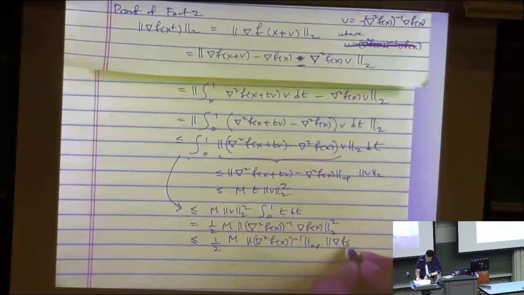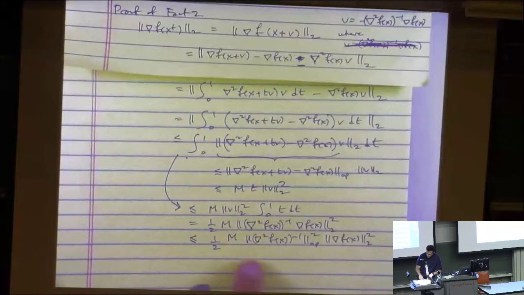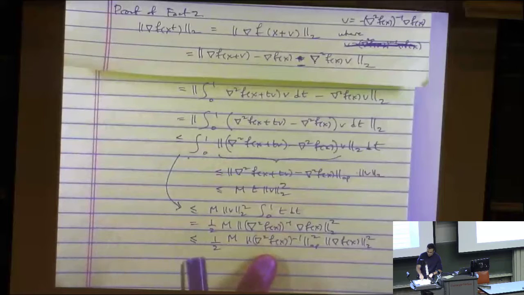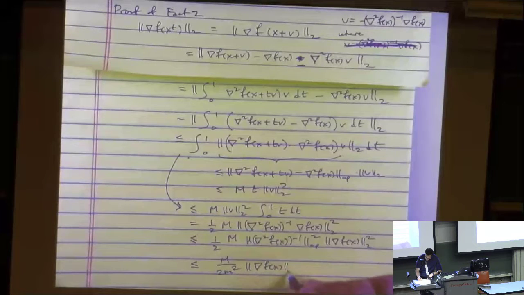The norm of the gradient of f of x, this is actually squared. And strong convexity tells us that the smallest eigenvalue of this Hessian is uniformly bounded over all x by m. And therefore, the biggest eigenvalue of the inverse Hessian is upper bounded by 1 over m, because the inverse of a matrix and a matrix have reciprocal eigenvalues. So the biggest eigenvalue of the inverse is bounded by 1 over m, and since we're squaring it, it's 1 over m squared. So we get m over 2m squared, norm of the gradient squared.